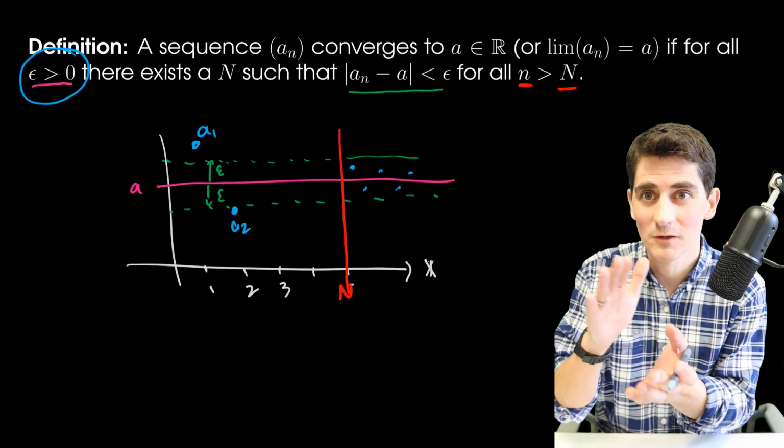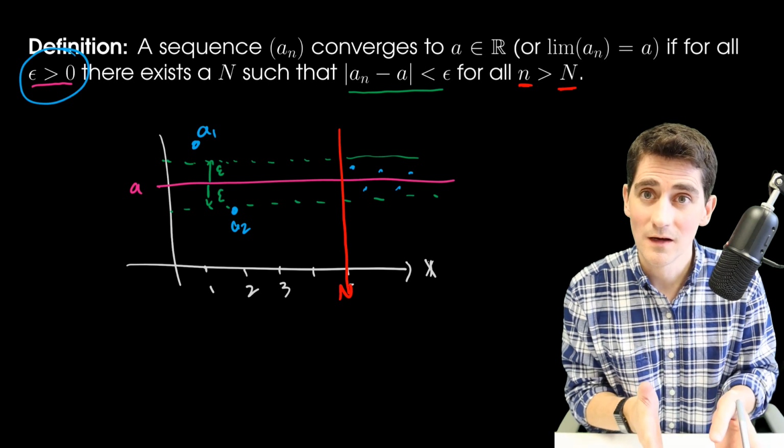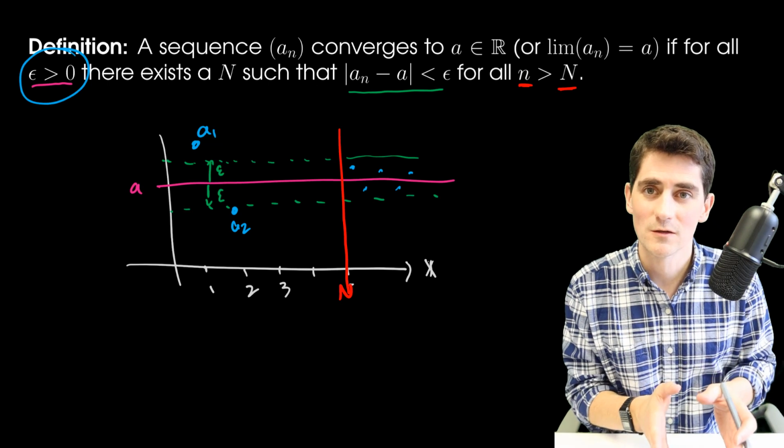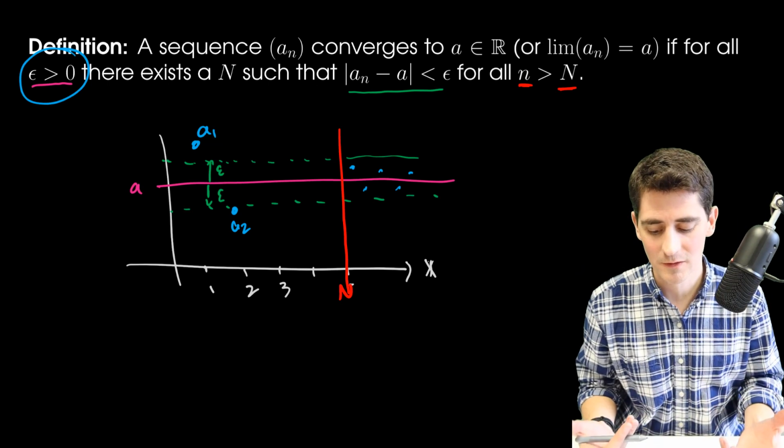Now let's make epsilon a little bit smaller. We might have to go deeper into our sequence, but we can still find that new capital N, such that after that, all my terms are within that new bandwidth. Okay, so I hope this makes sense. This is how we prove convergence.